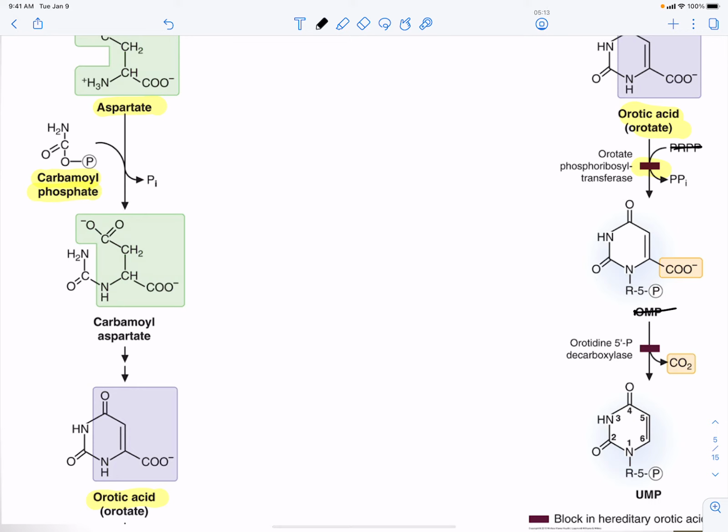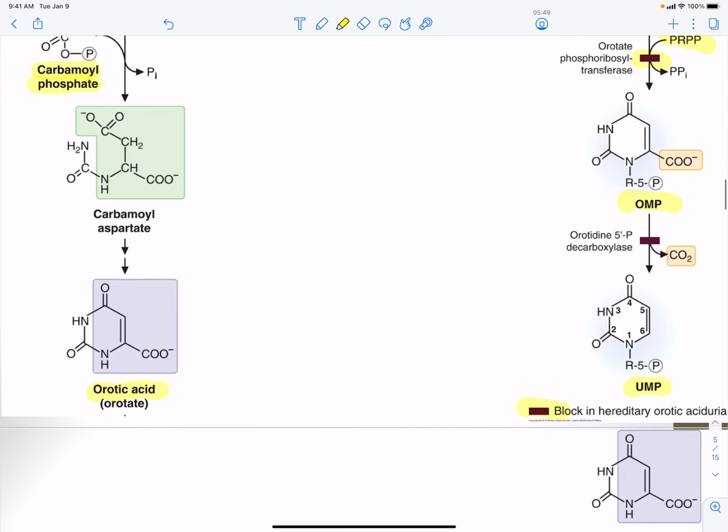So you're bringing in your activated ribose group, this PRPP, and then you're forming that first OMP. Now, OMP gets decarboxylated by the orotidylic acid decarboxylase, and this will form uridine monophosphate, and that's shown here. And so this line here is showing what is blocked during hereditary orotic aciduria.